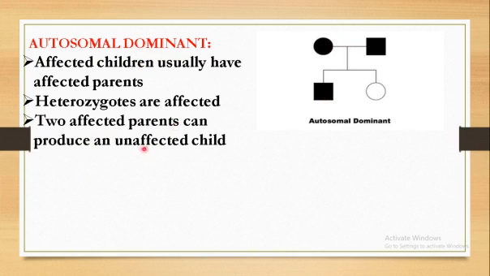Two affected parents can produce an unaffected child. Now this point we have to stress. Two affected parents can also have an unaffected child. Like in this case, as you can see here, both the parents of this particular couple have that character, but one of the children has it and the other does not. Now under what condition is this possible? This will be possible, as we are clear that these are dominant traits. So let's use some symbols here.